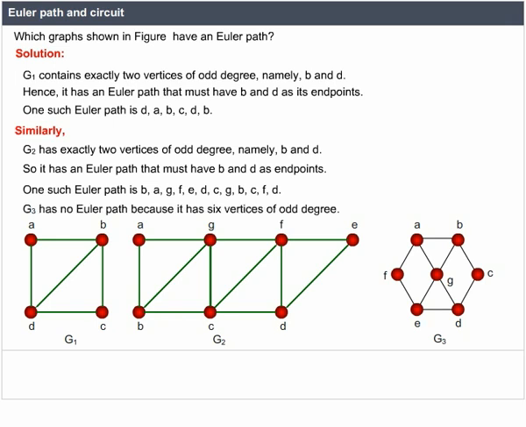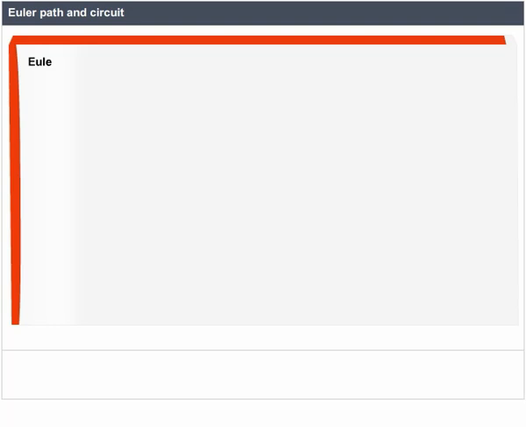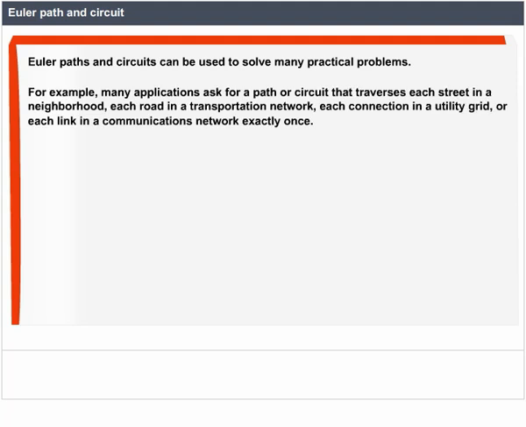Euler paths and circuits can be used to solve many practical problems. For example, many applications ask for a path or a circuit that traverses each street in a neighborhood, each road in a transportation network, each connection in a utility grid, or each link in a communications network exactly once. Finding an Euler path or circuit in the appropriate graph model can solve such problems.